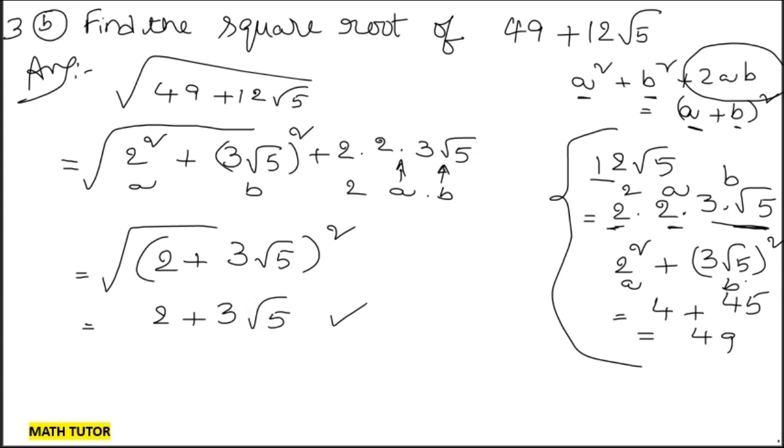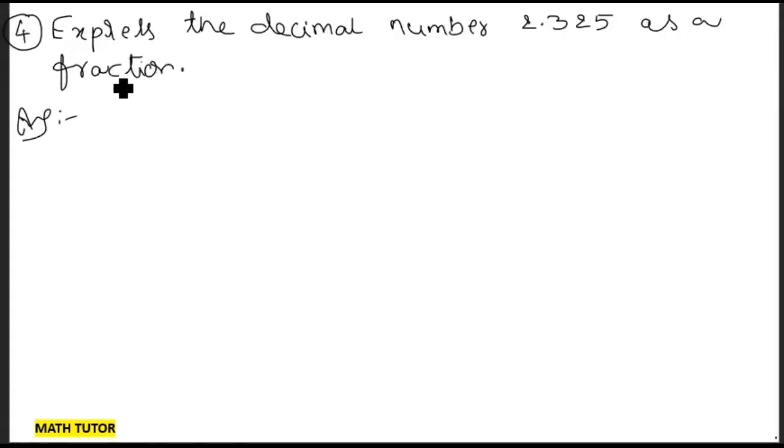Let us solve one more problem. So the question here is, fourth question. Express the decimal number 2.325 as a fraction. So what we need to do, you have to represent 2.325 as a fraction. So what is a fraction? Fraction will be in the format of P by Q. Okay. So what we need to do, this is a decimal number, you have to convert into a fraction.